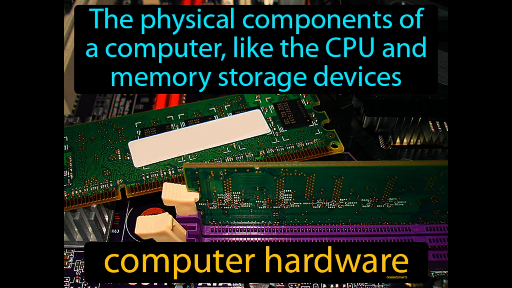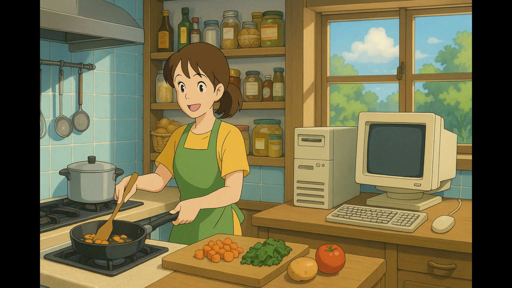The physical components of a computer, like the CPU and memory storage devices. Computer hardware. Computer hardware refers to the tangible parts of a computer that you can touch, like the processor and storage. Imagine trying to cook a complex meal in a tiny, cluttered kitchen.